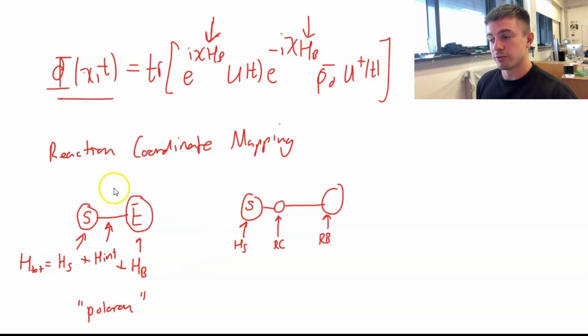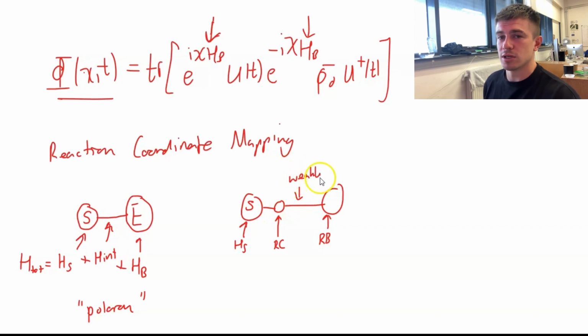So essentially we go from a picture where we've got a system strongly coupled to a large infinite environment to a picture where we've got a system strongly coupled to a single mode of the environment, which is then weakly coupled to the rest of the infinite bath. And then essentially what we do is we just say, okay, let's treat the system and the reaction coordinate exactly, and then we'll treat the rest of the bath using perturbation theory.